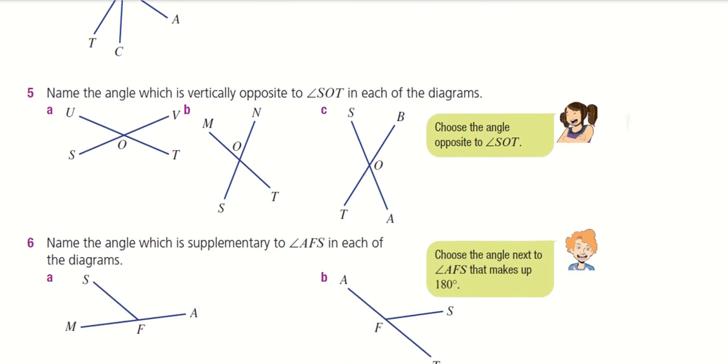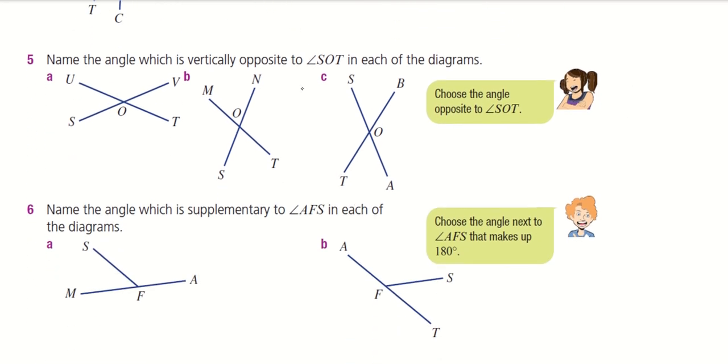That's fine. Vertically opposite to SOT. Well, here's SOT. So the opposite of that, if you're struggling, think of it like an arrow. See that? That's like the big arms or pointers of an arrow, and there's a tail pointing to the other angle, which is here, which would be UOV or VOU. Okay, and here again was SOT. SOT is there, even though the O's on the other side. Still doesn't matter. SOT again. It's like a big pointer, which means MON or NOM. That's the angle there.